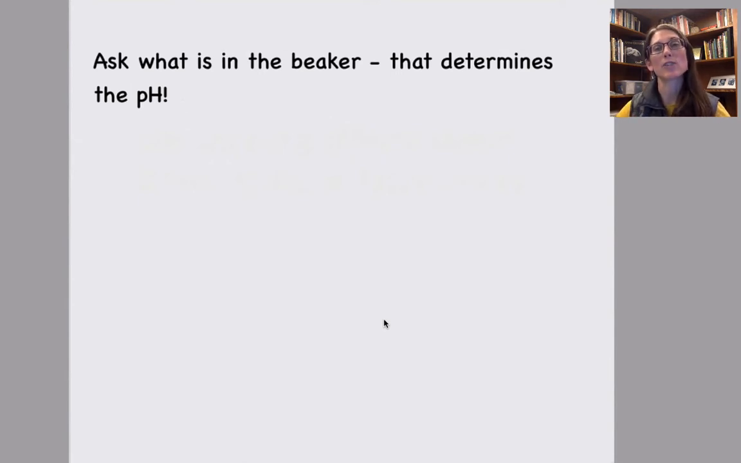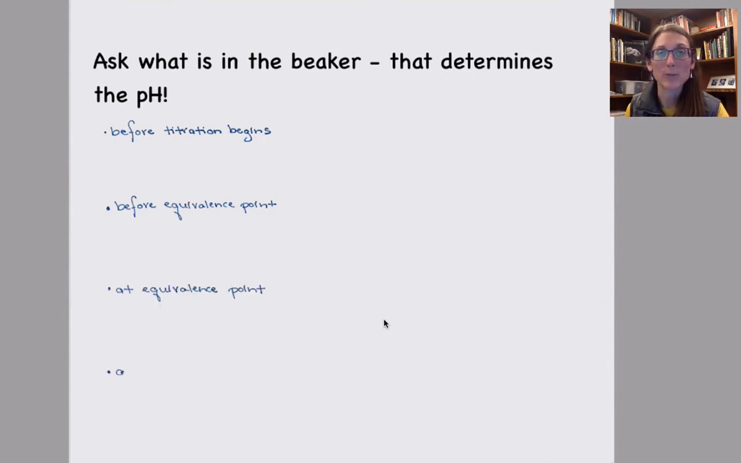And so the same starting question has to be asked at every moment throughout a titration. What is in the beaker? What is in the flask? That's what's going to determine your pH. There are 4 different times still that we're looking at the pH: before the titration has begun, before the equivalence point, at the equivalence point, and after the equivalence point.